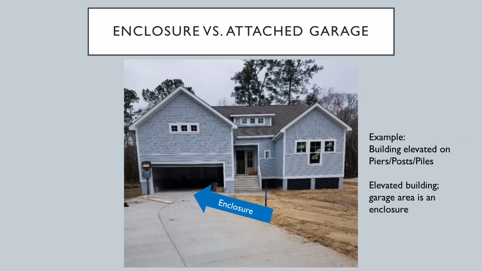If you have what appears to be a diagram 5 building, where the living space is elevated on posts, piers, or piles, but then a garage is attached to the side of the building like this picture, because the building is elevated, the garage area is considered an enclosure and it becomes a diagram 6 building.